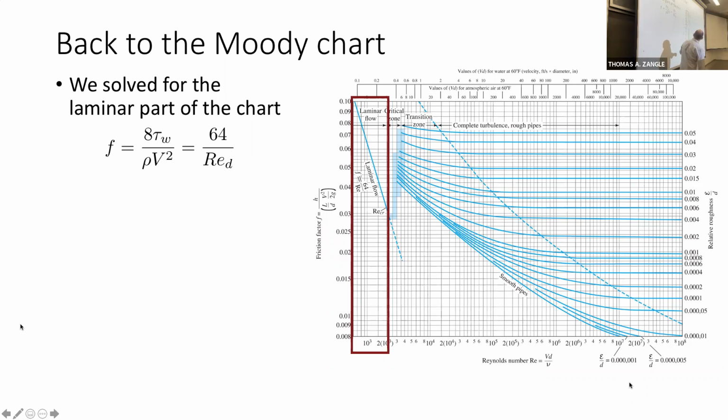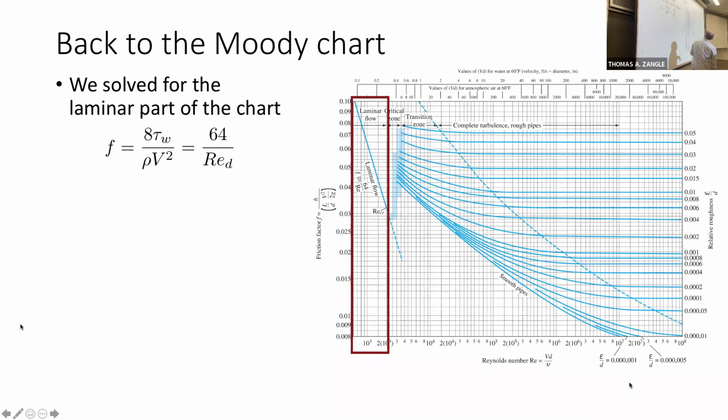In addition to that, this is telling you roughly where the cutoff is for the start of transition to turbulence. It's again somewhere around 2,000 to 2,300 Reynolds number for internal flow. So that's on here.